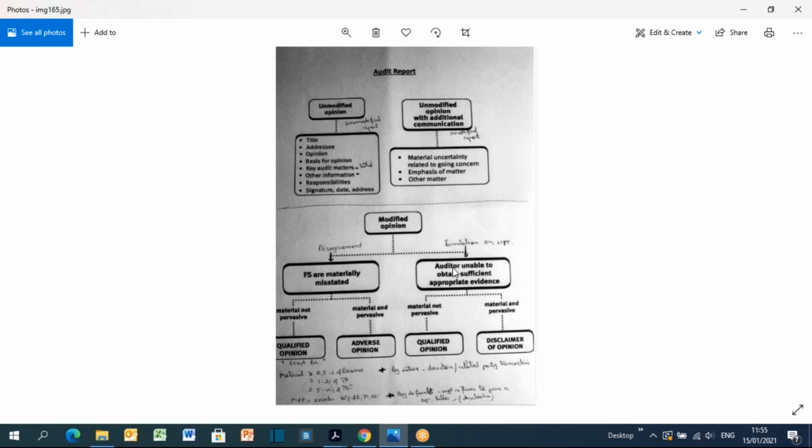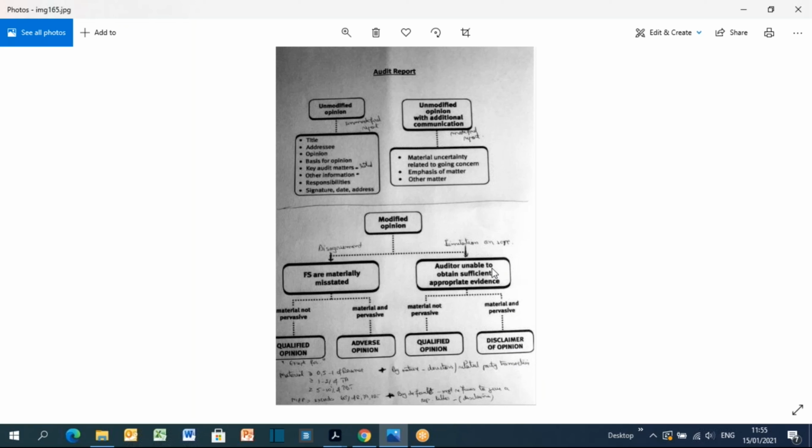You are unable to obtain sufficient appropriate audit evidence due to the missing of the letter of representation, but you are going to go like this and give a qualified opinion, which is very wrong. So in this case, the opinion should be a disclaimer of opinion, and this one should explain the circumstances and the basis of opinion.